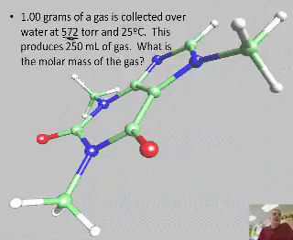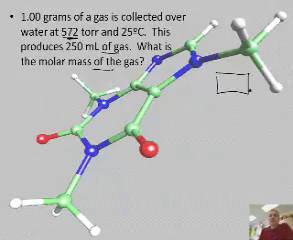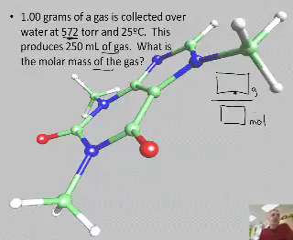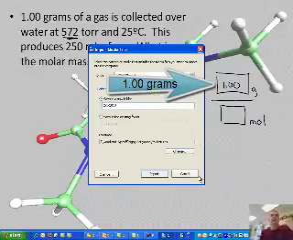1 gram of a gas is collected over water. Now, when we say over water, we've got to play that water vapor pressure game that we talked about earlier, and it produces 250 mL of gas. What is the molar mass of the gas? Well, we're going to use this equation: so many grams divided by so many moles. Well, guess what? We know we have 1.00 grams.